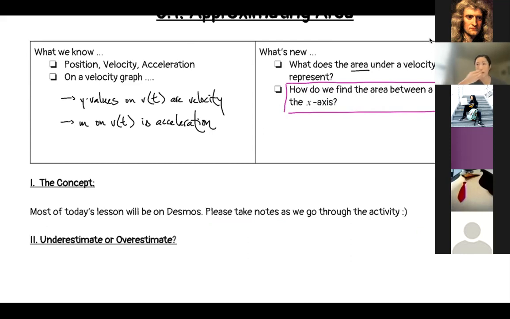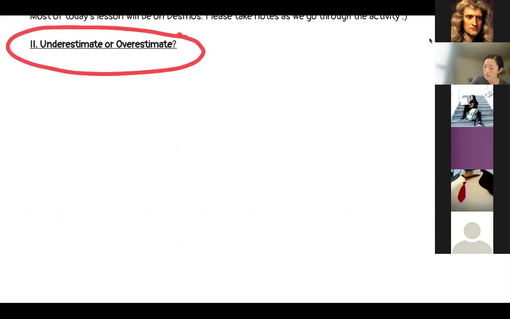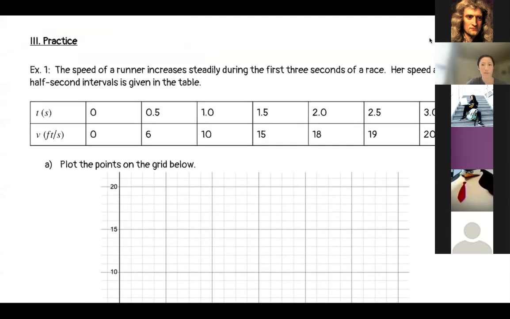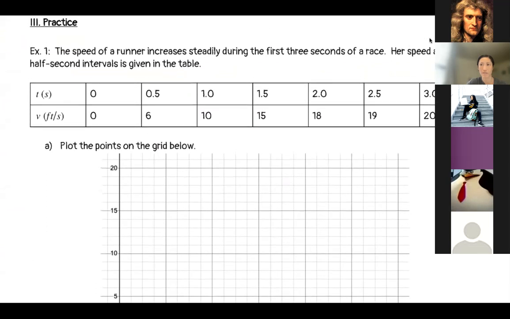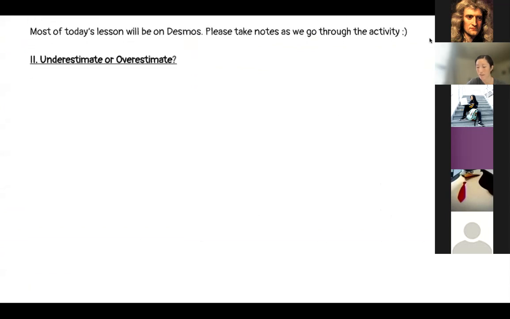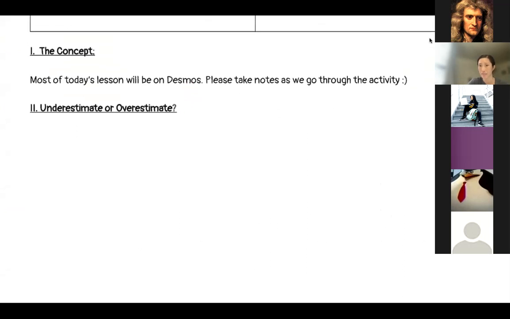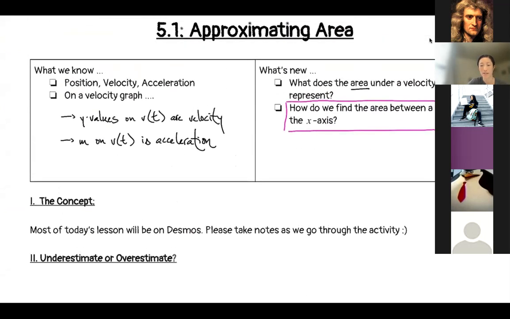Just to preview what the rest of this will look like after we go through that activity. One important question we're going to be asking ourselves today is whether something is an underestimate or an overestimate, okay? And then we will spend the rest of time practicing, and I believe there are 2 different questions that we're going to be looking at, okay? So we'll have a chance to practice. We'll have a chance to explore the idea of over versus underestimate. But before we get to that, we're going to take a look at a Desmos activity, and we will work through that together.